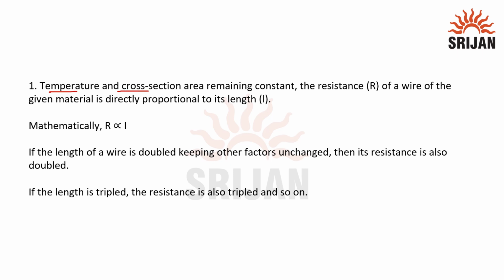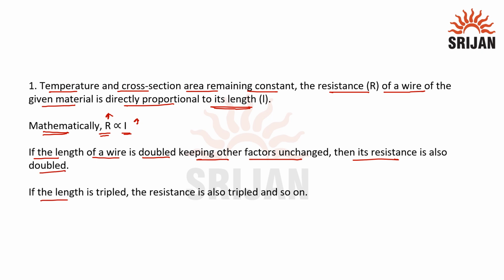Temperature and cross section area remaining constant, the resistance of a wire of given material is directly proportional to its length. So mathematically we can say that resistance is directly proportional to length. That is, on increasing the length, resistance also increases. If the length of a wire is doubled, keeping other factors unchanged, then its resistance is also doubled. If the length is tripled, the resistance is also tripled, and so on.